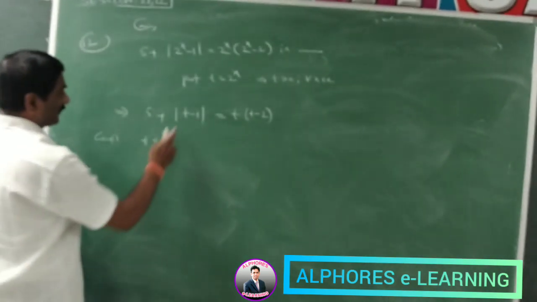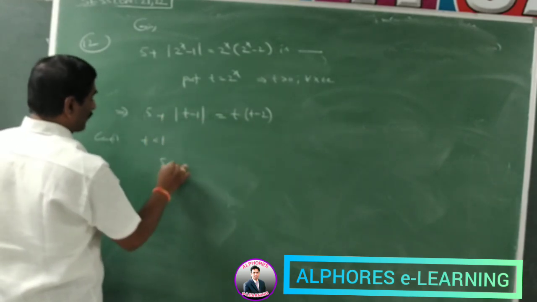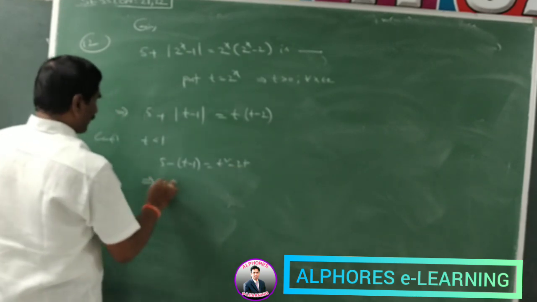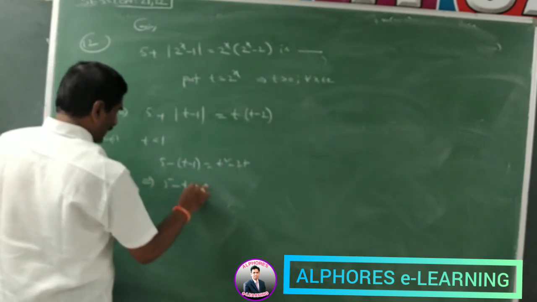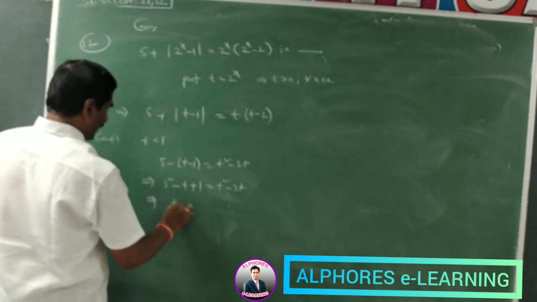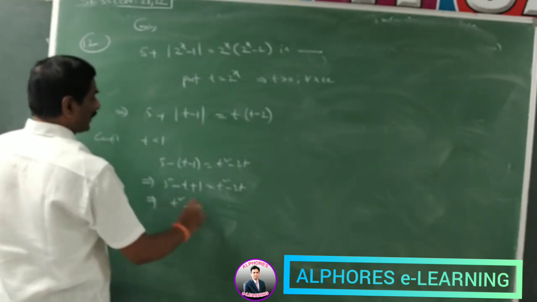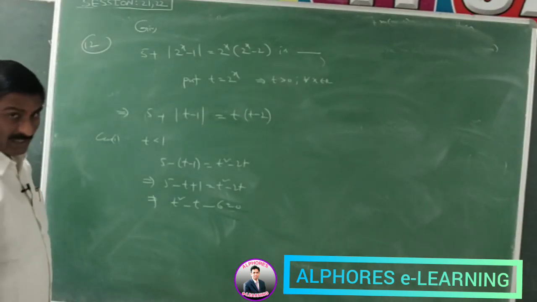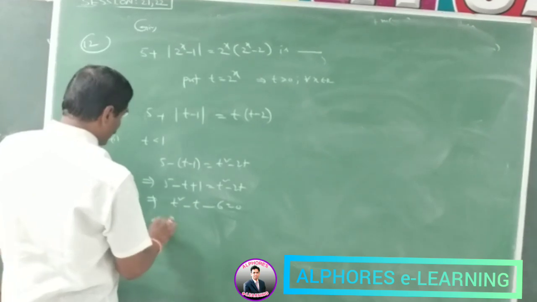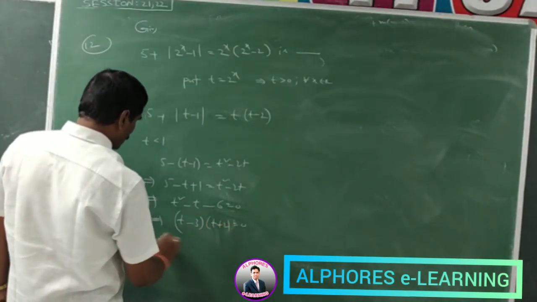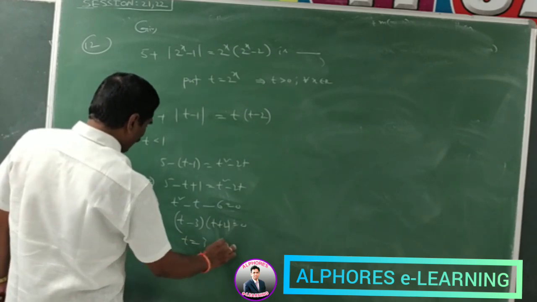If t is less than 1, it is negative. So 5 minus of t minus 1 is equal to t square minus 2t. That means 5 minus t plus 1 is equal to t square minus 2t. That means t square minus t minus 6 is equal to 0. Please factorize this. After factorization, we get (t minus 3)(t plus 2) is equal to 0. t is equal to 3 or t is equal to minus 2.